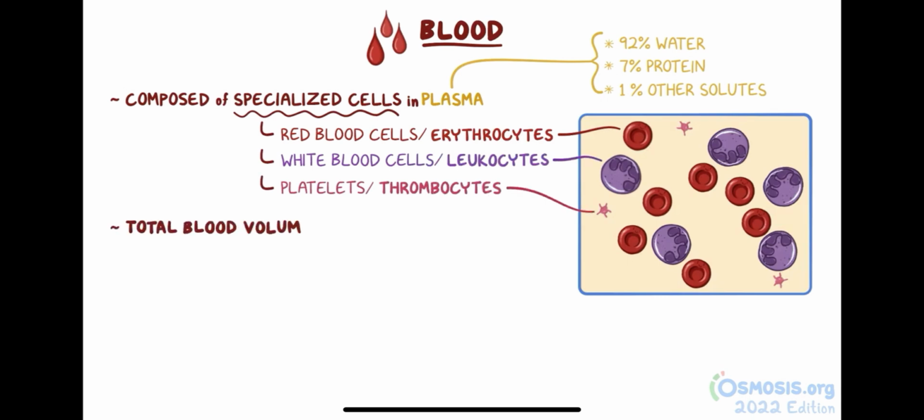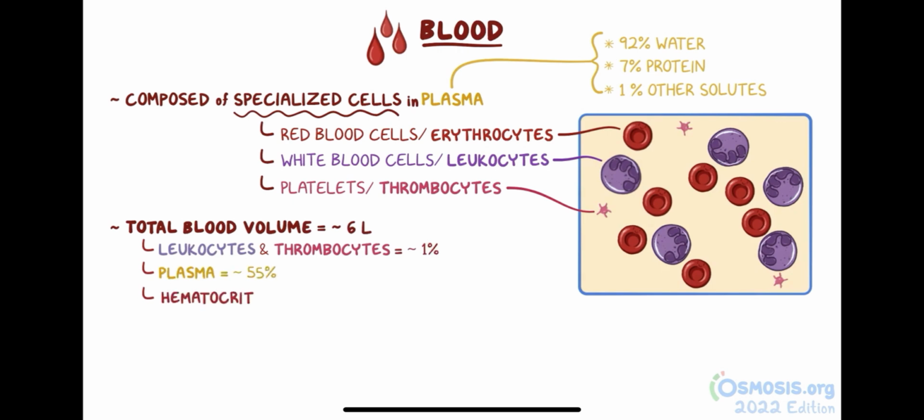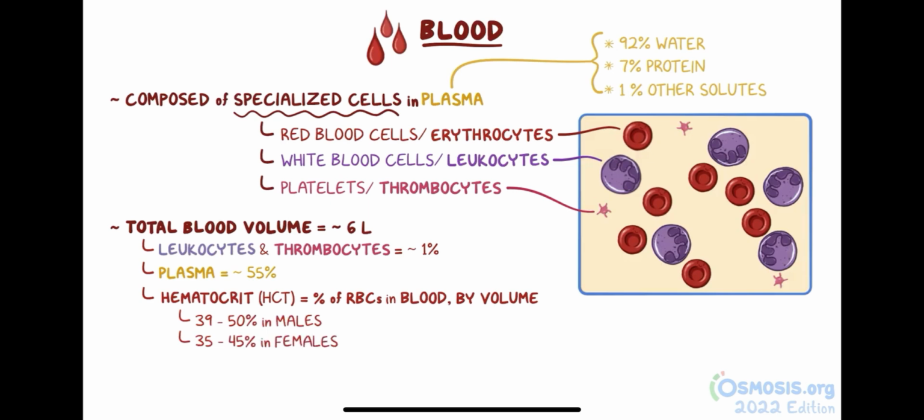The total blood volume of an average adult is about 6 liters. Leukocytes and thrombocytes only comprise about 1% of the blood volume, whereas plasma, which is the largest portion of the blood, is about 55%. Hematocrit, or HCT for short, is the percent of packed red blood cells, or RBCs, in blood by volume. Normally, the hematocrit is between 39 to 50% in males and 35 to 45% in females.